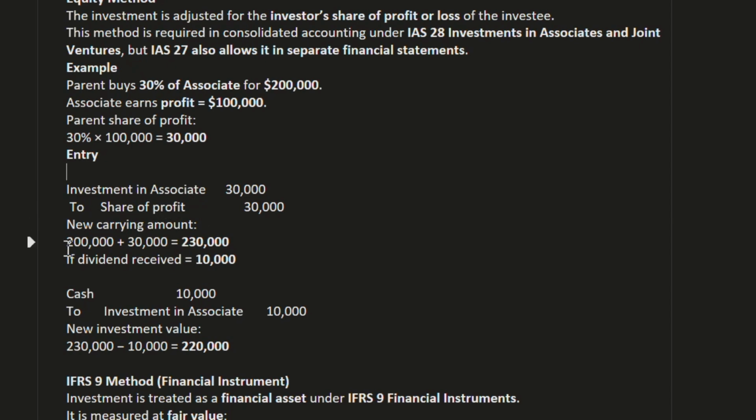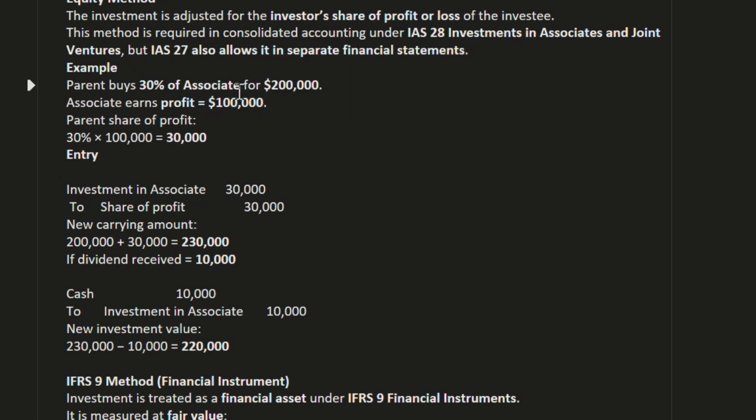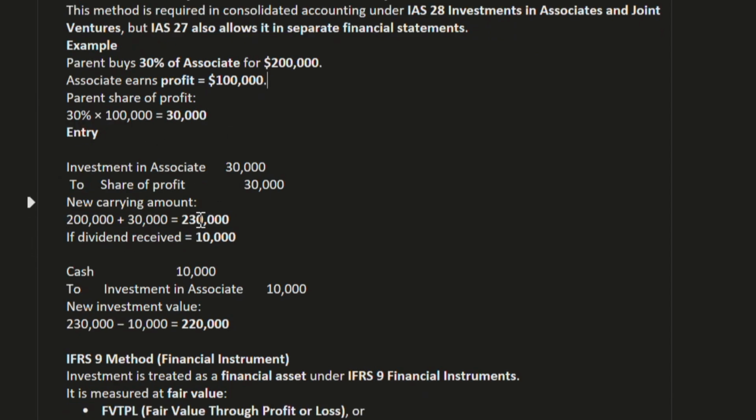So this is the general entry we need to do when an associate earns profit. At this time, it is not distributed, and it has not done anything like a dividend distribution or any plan, it has just earned the profit. So we need to do the general entry.